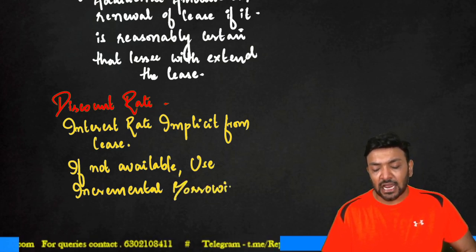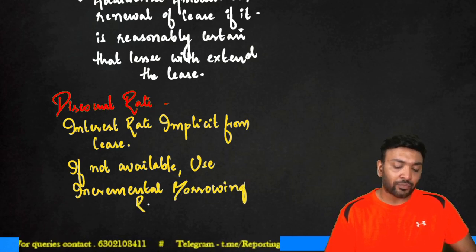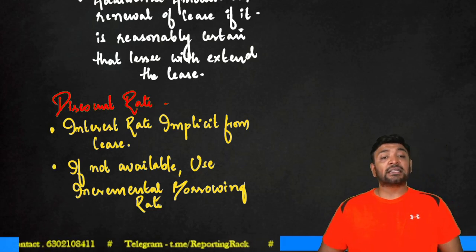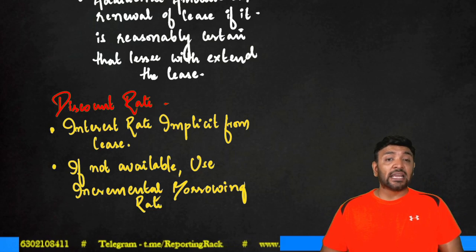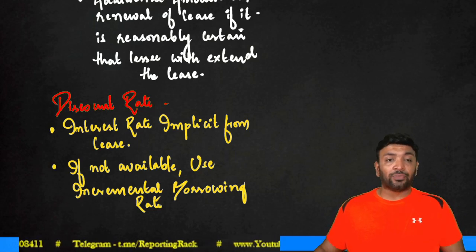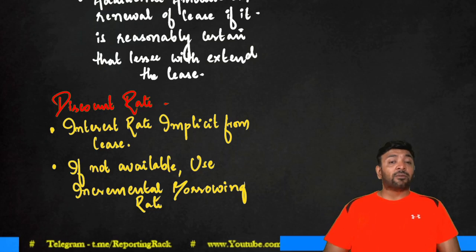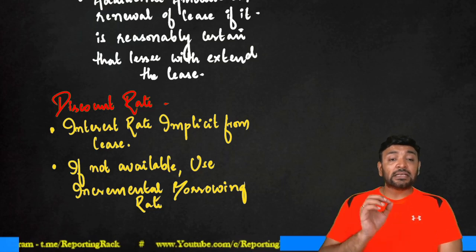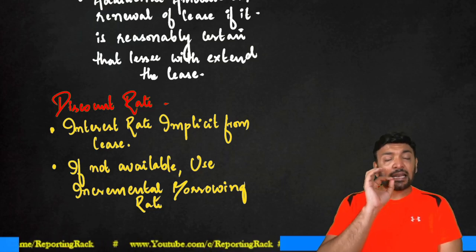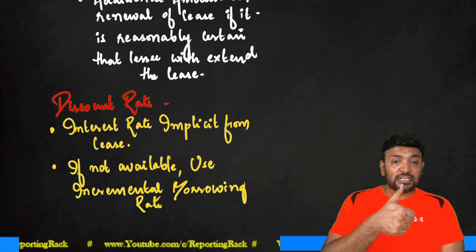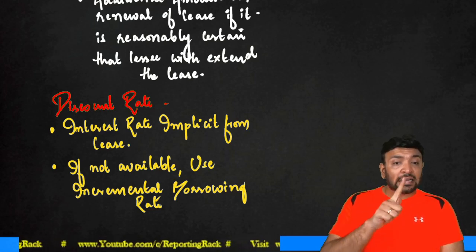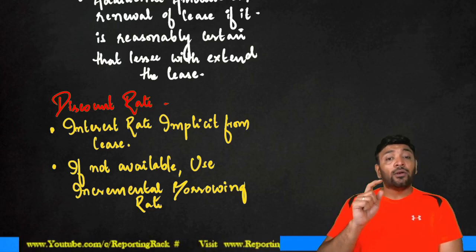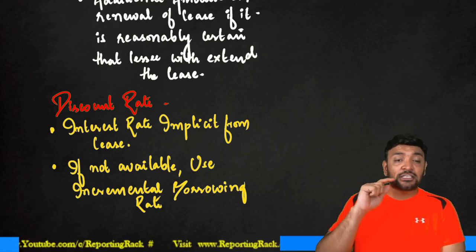Both of these rates I have already discussed. What is the interest rate implicit in the lease and what is the incremental borrowing rate? We have discussed both of them. If you remember, the interest rate implicit in the lease is the rate at which the present value of lease payments together with the unguaranteed residual value is equal to the fair value of the leased asset plus initial direct cost paid by the lessor.